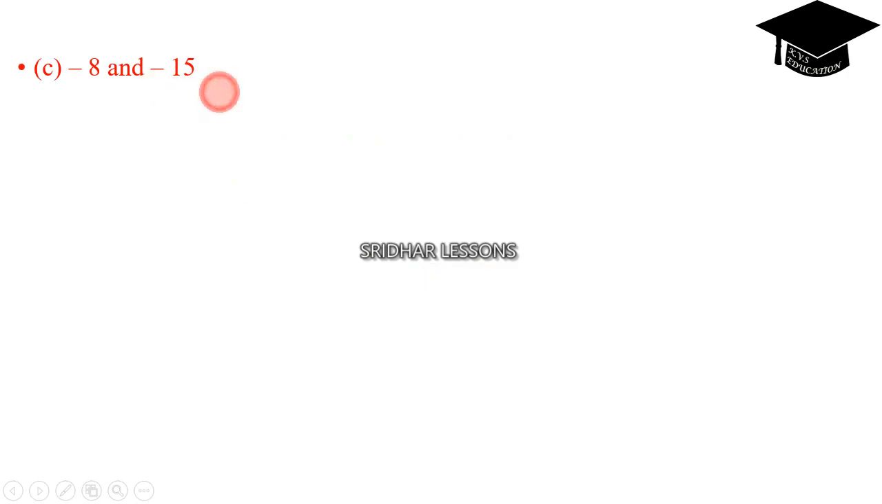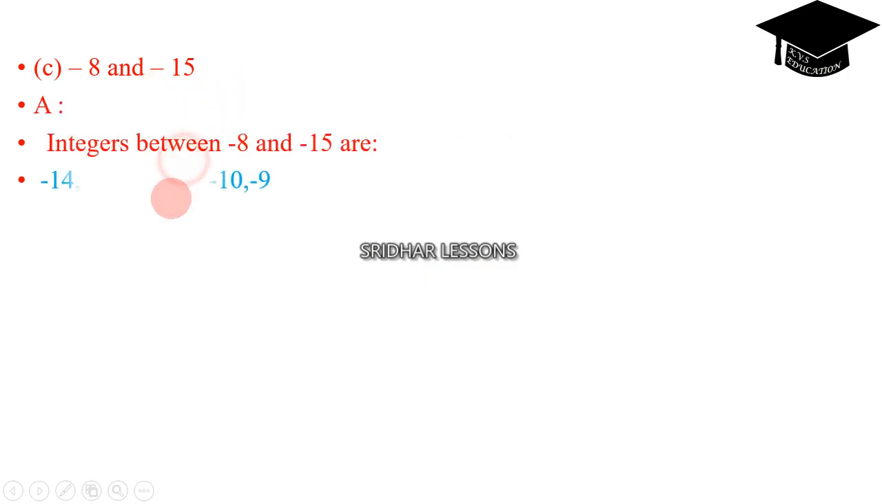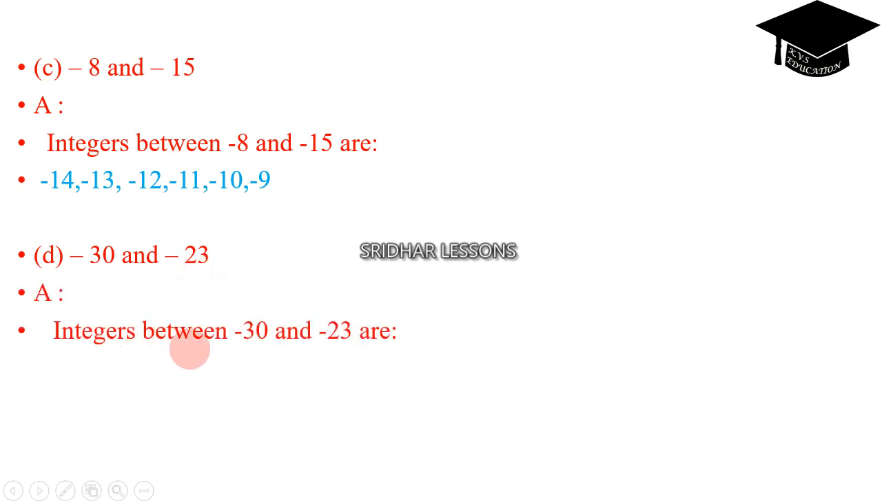Minus 8 and minus 15. Starting from minus 8. Okay, integers between minus 8 and minus 15. Minus 15 is lesser than minus 8. So, minus 14, minus 13, minus 12, minus 11, minus 10 and minus 9. After minus 9, again we are going to get minus 8. Minus 30 and minus 23. Integers between minus 30 and minus 23 are minus 29, minus 28, minus 27, minus 26, minus 25 and finally minus 24.